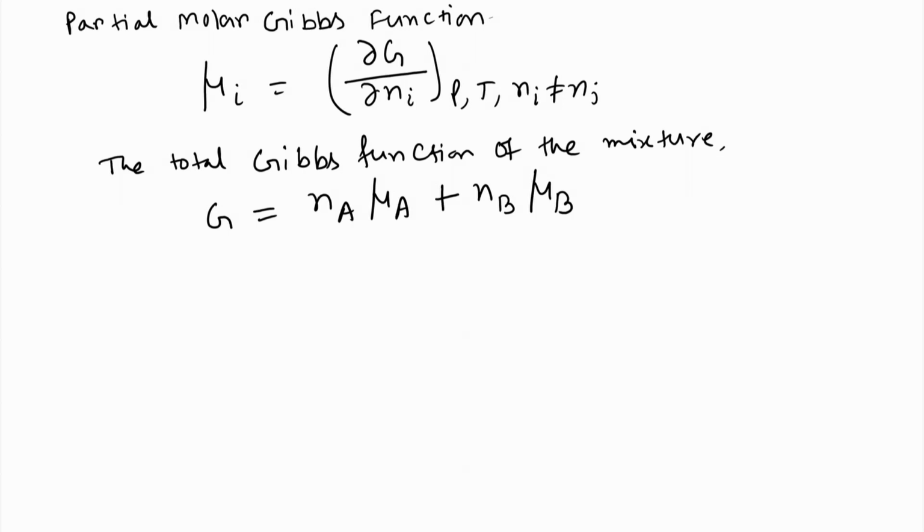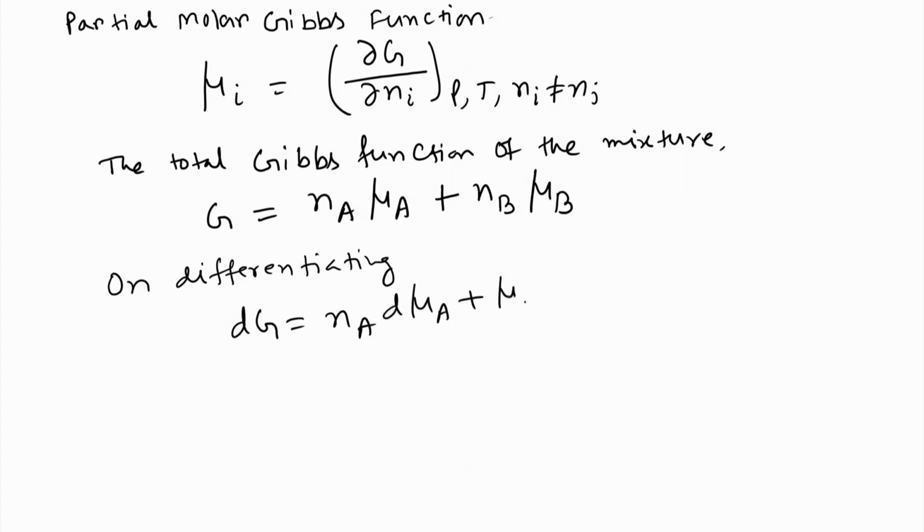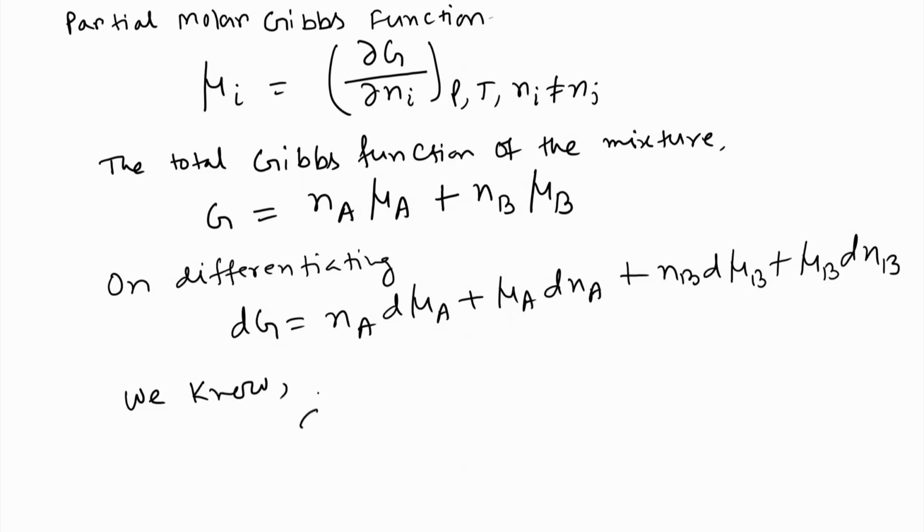Okay. So, if we differentiate, on differentiating we get dG is Na times d mu A plus mu A times dNa plus Nb times d mu B plus mu B times dNb, right? Okay. And if you go back and check, we already obtained dG, we know dG is nothing but mu A times dNa plus mu B times dNb.